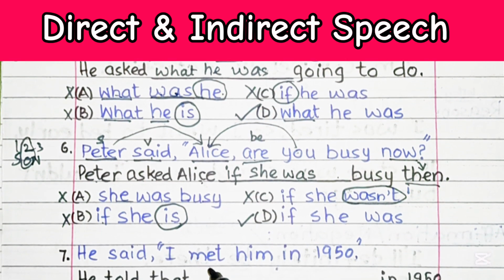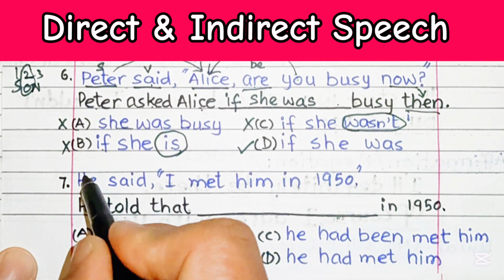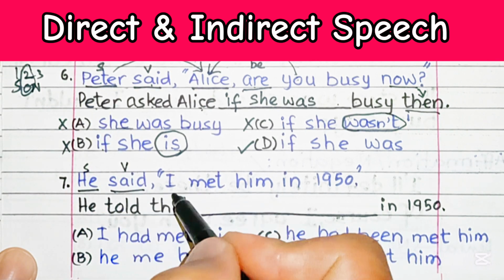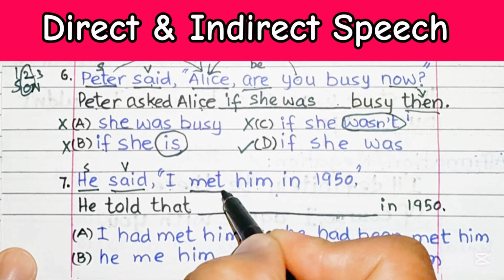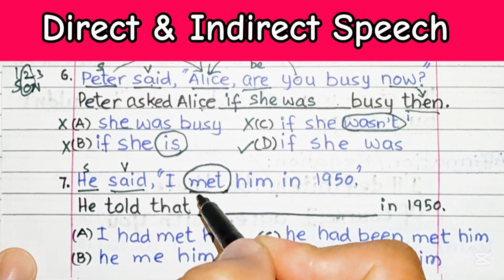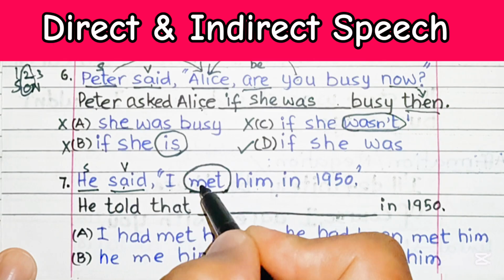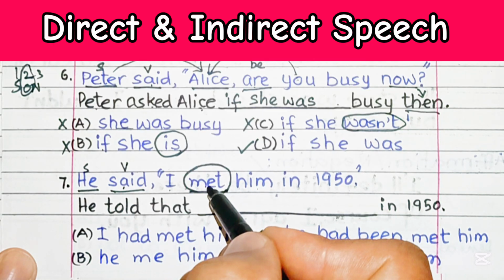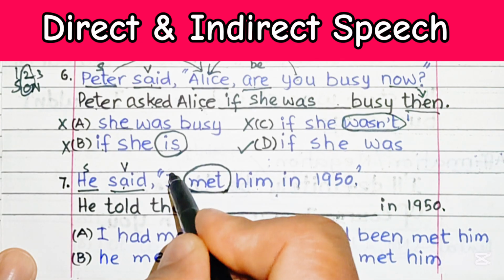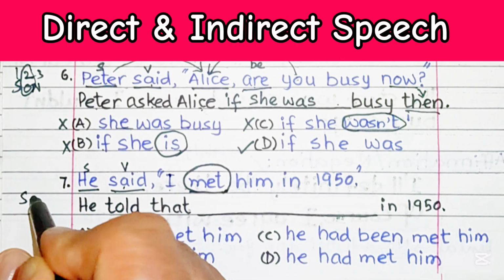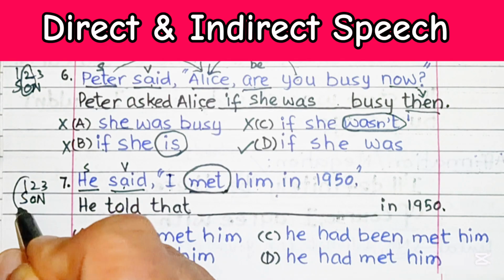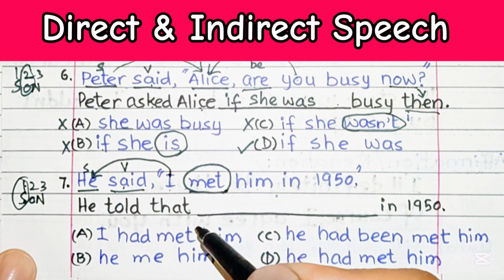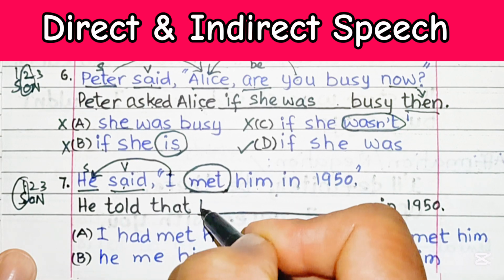He said, I met him in 1950. So over here, he is the subject and said is in the past form. I met him. This is also in past, met. So if there is double past, or both the speeches are in past, convert the reported speech into past perfect. And one thing more, I is first person, and as per the SON pattern 1, 2, 3, first person is to be changed with the subject of the reporting, that is he. So the new subject will be he.